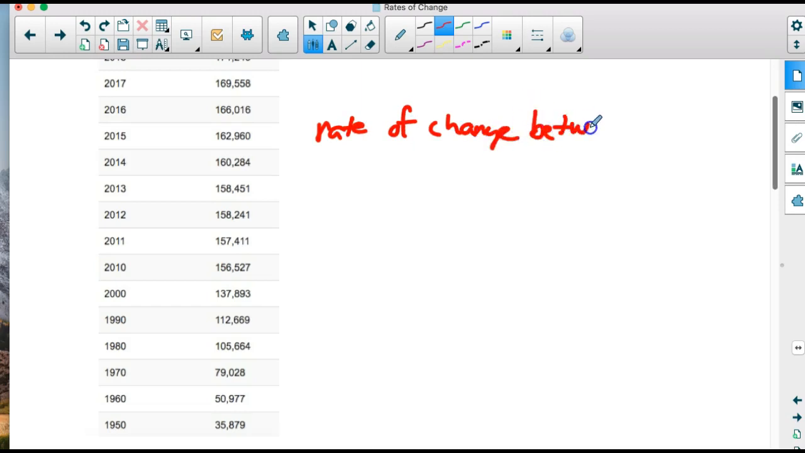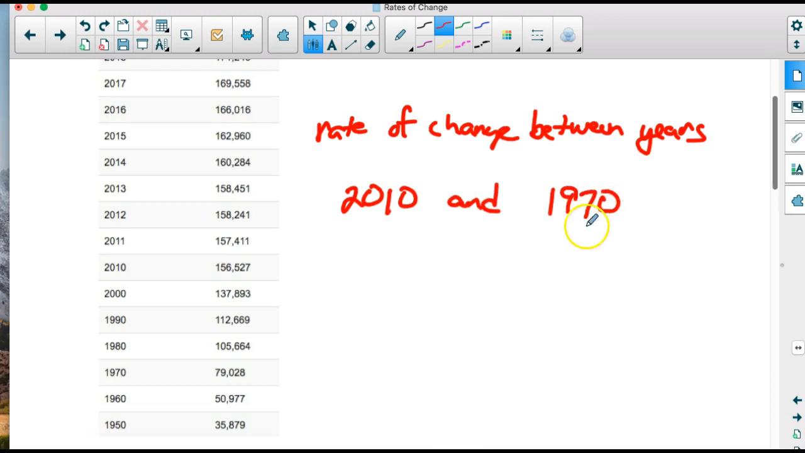Rate of change between years 2010 and 1970. What's our rate of change between those years? To do that, we want to look at what the output values are. Here's our chart, here are our output values for 2010 and 1970. We would then put those as a difference, so we're going to do how much did it change.